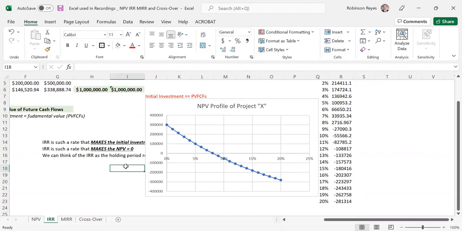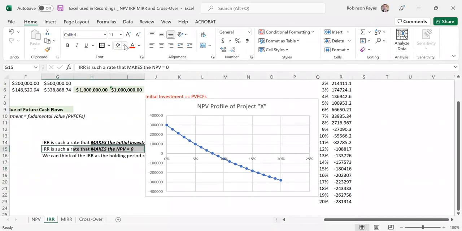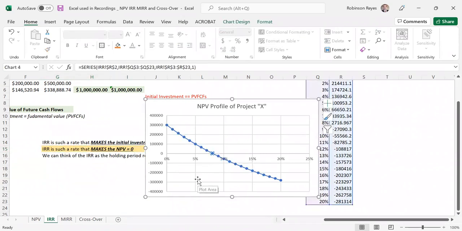Now, another way of thinking about IRR, because we know that the IRR is that rate that makes the net present value zero. So here in the x-axis we have different values for the discount rate, and then we are plotting the value of the NPV when we use these different values of the discount rate. Now, IRR is right here. It is that rate that makes the net present value equal zero.